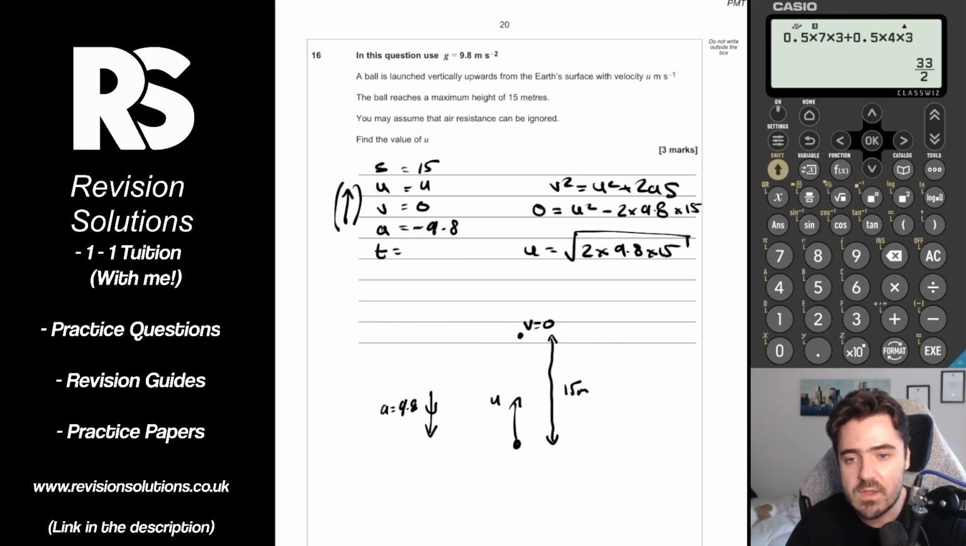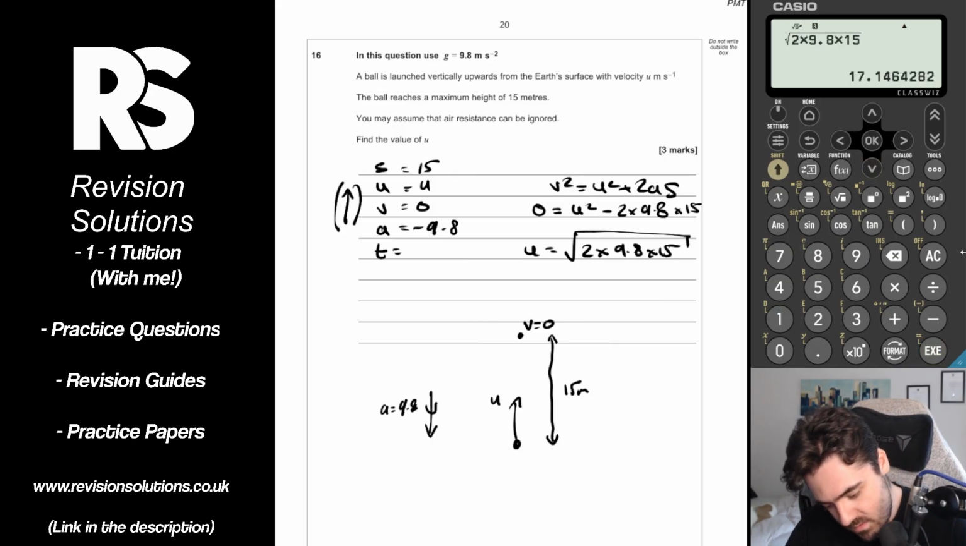And putting that in a calculator. Oops, 9.8 times 15. That gives us that as a decimal. That's 17.1 meters per second, to 3 significant figures.